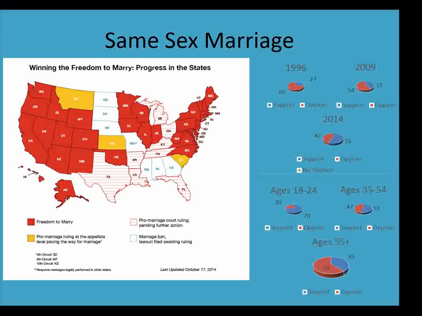The red dashes, which is where Arkansas is, mean there's a pro-marriage court ruling, and there's further action pending. So it's been thrown out at one level, but it's been appealed. The states in the green means that there is a marriage ban in place, but a lawsuit challenging it has been filed. So there's literally no state where these things haven't been challenged. It's just where they are in the court process.